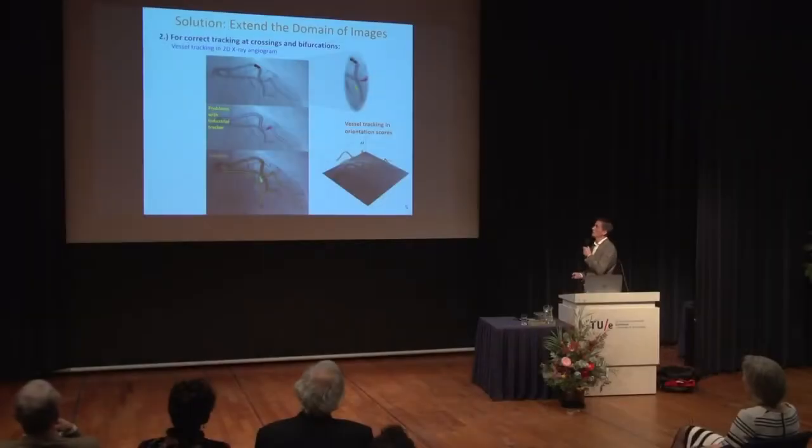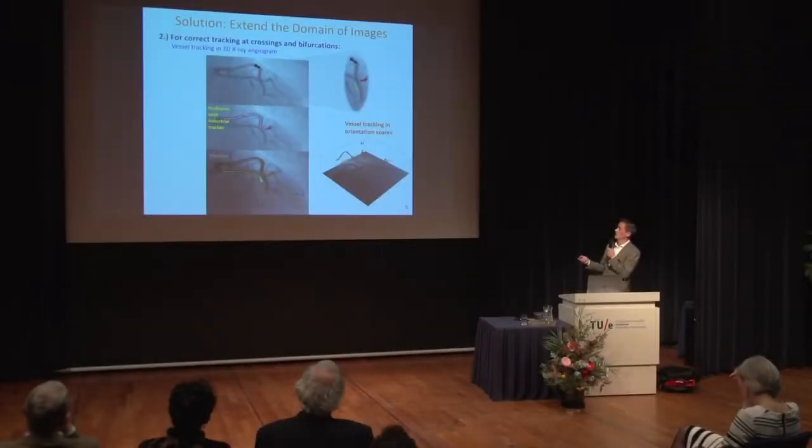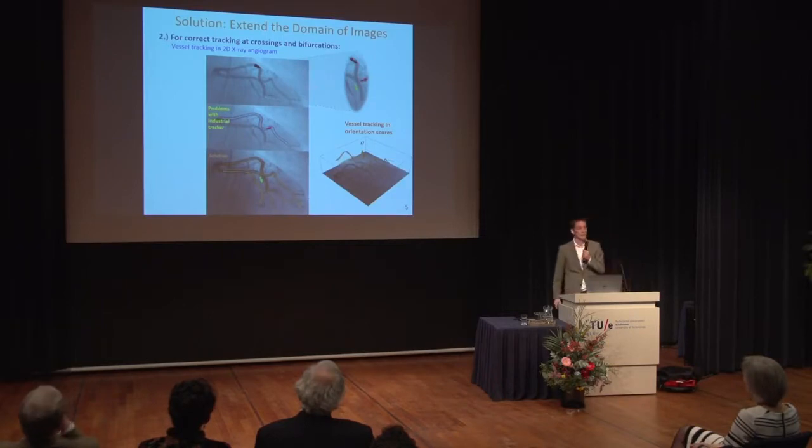But it's also very useful for correct tracking of blood vessels or elongated structures in general at such crossings and bifurcations. So for example, here you see a 2D X-ray angiogram containing coronary arteries. And then the problem is, if you use an industrial tracker, then you see that the industrial tracker typically fails at the crossing over here. So basically the tracker should have followed this blood vessel and it takes this wrong exit.